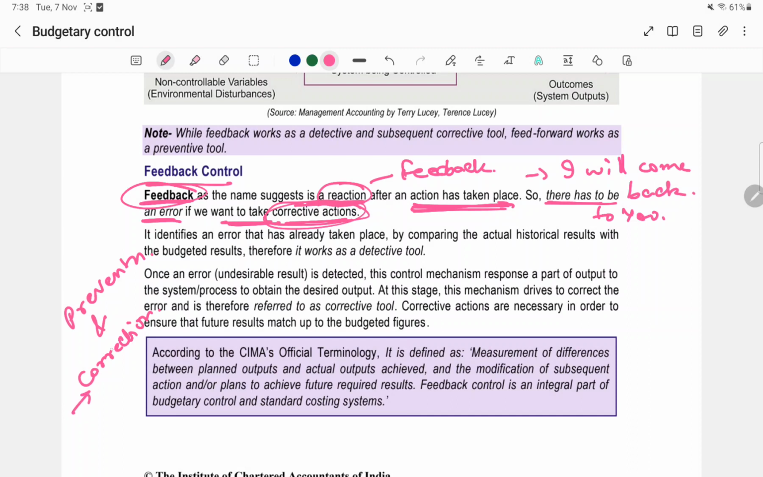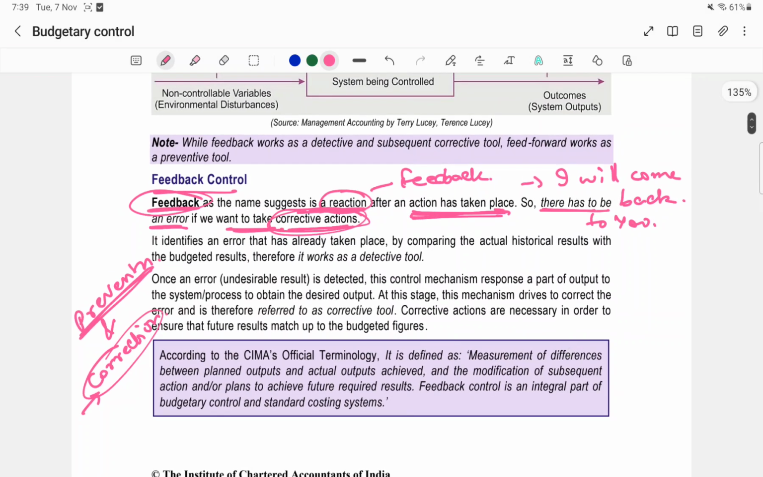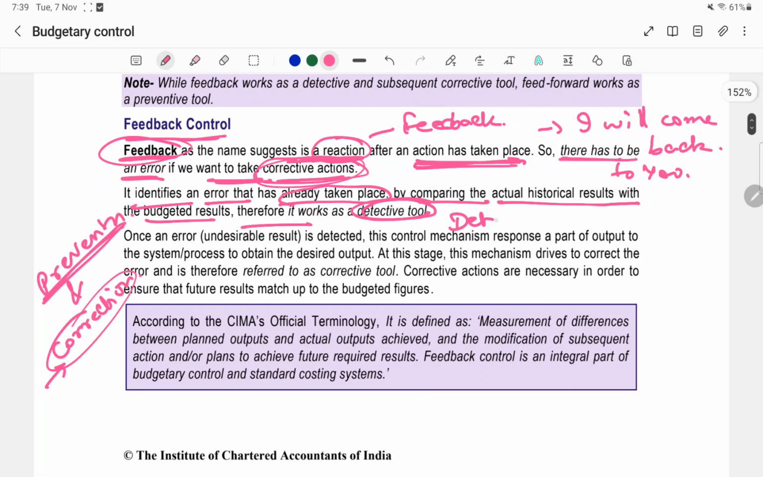So feedback is the correction, because the action has already been taken, the error has occurred, now we have to correct it. But feed forward is a proactive approach, that is, action has not been taken, but first only we are preventing the errors. So in feedback, it identifies an error that has already taken place by comparing the actual historical results with budget results, therefore it is a detective tool, that is, we detect the errors.